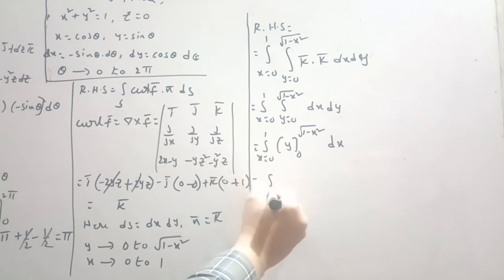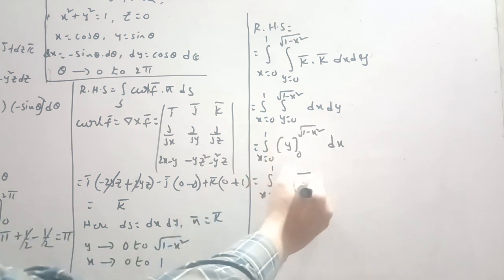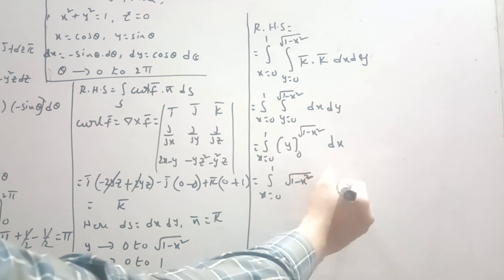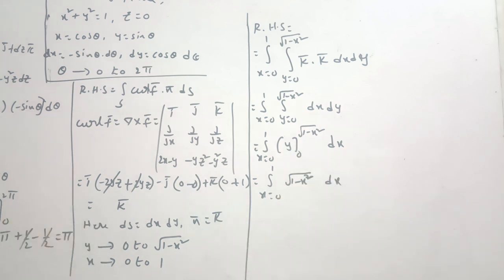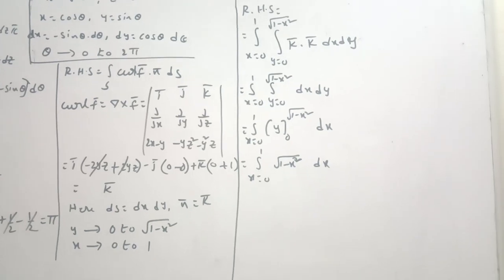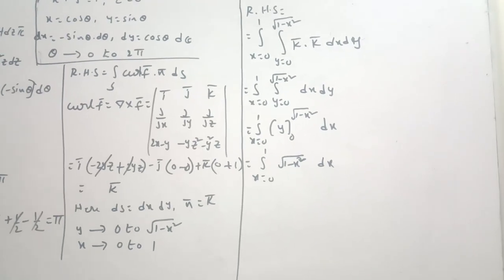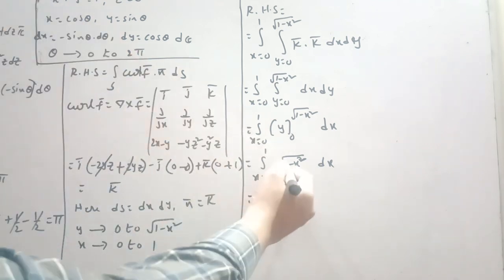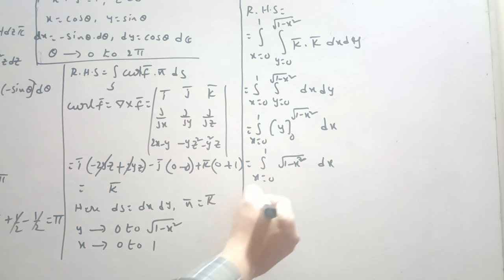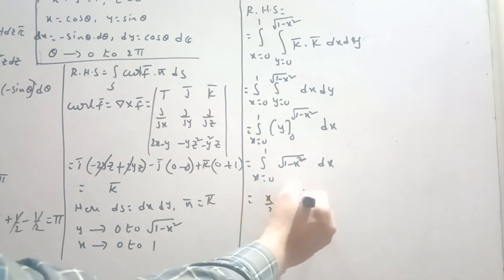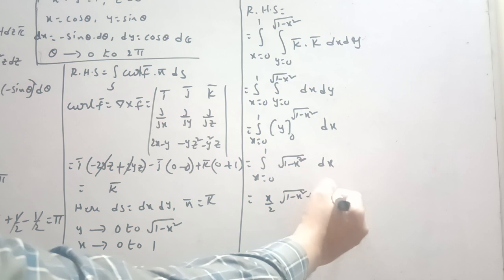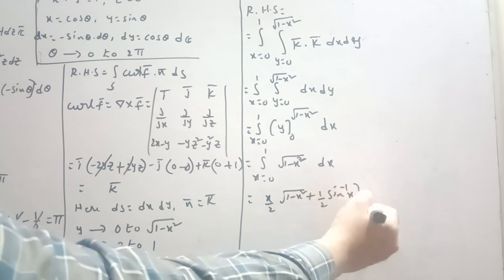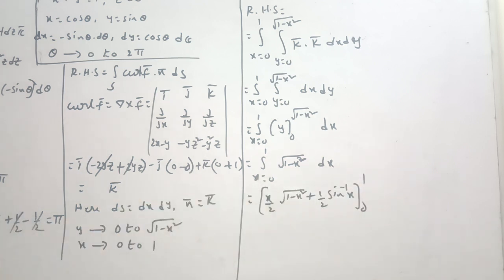So this is equal to the integral from x equal to 0 to 1, with upper limit square root of 1 minus x square and lower limit 0. This is in the form of the integration of square root of a square minus x square, which will give you x by 2 square root of a square minus x square plus a square by 2 sine inverse x by a. Limits are 0 to 1.